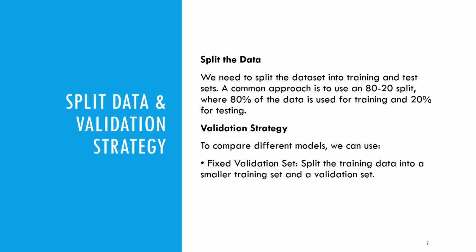First, we need to split the data set into a training and a test set. A common approach is to use an 80-20% split, where 80% of the data is used for training and 20% of the data is then used for testing. Afterwards, we need a validation strategy where we compare the different models. Therefore, we will use a fixed validation set, which means that we will be using the split training and test data set for validation.